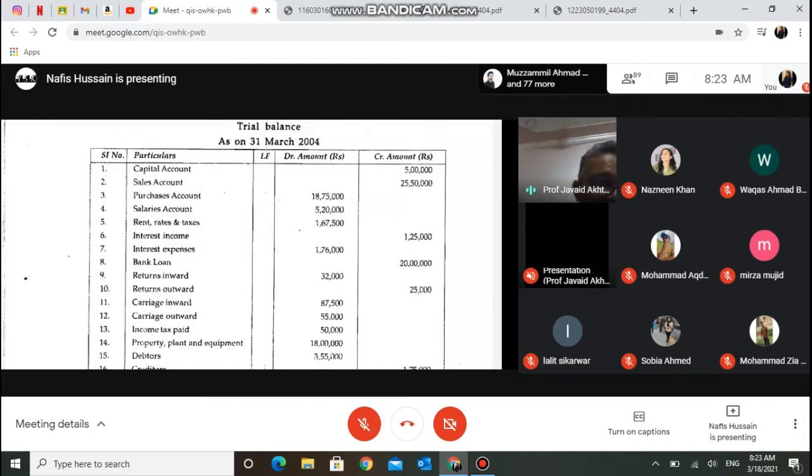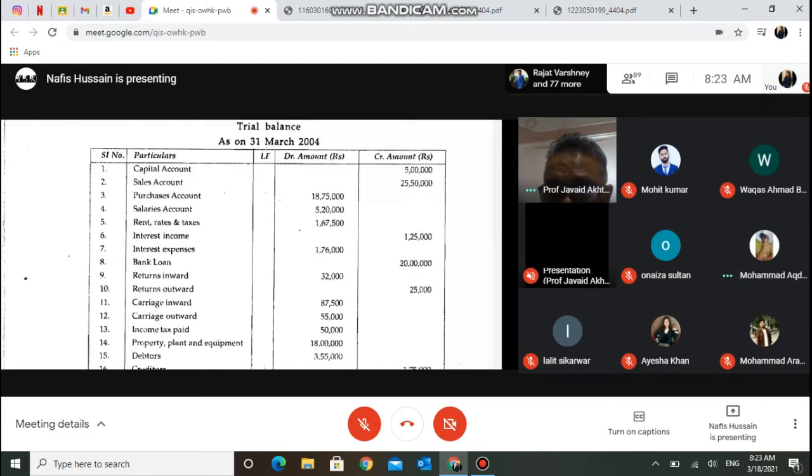Okay, transaction number 8, bank loan, what is it? Liability. For the time being, assume that the word loan does not appear here, only bank is mentioned. Then what would it become? Asset. Okay. When do you call bank an asset?